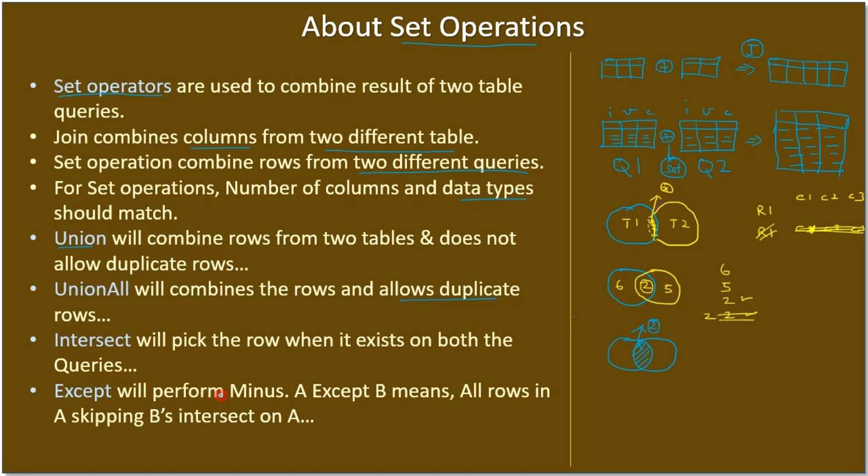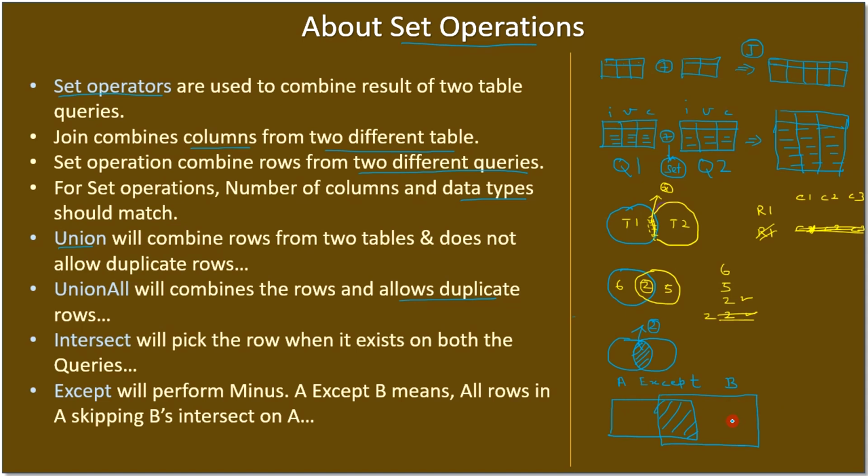Then except will perform the minus operation. A except B means all rows in A, skipping B's intersect on A. So to understand this, let's state that this is A and this one is B, and this will be the intersect, right? Let's state that A except B.